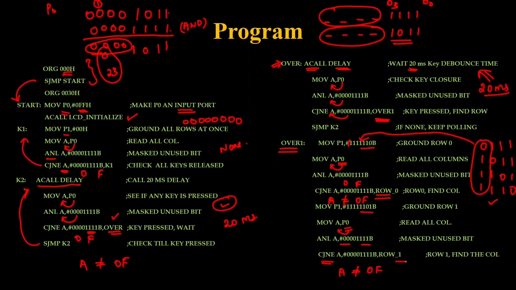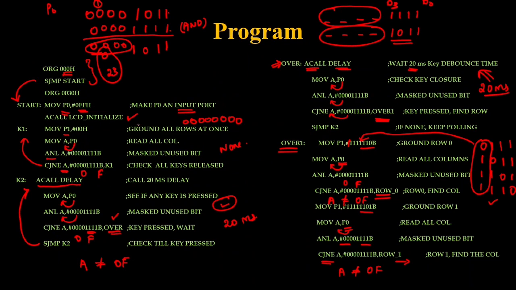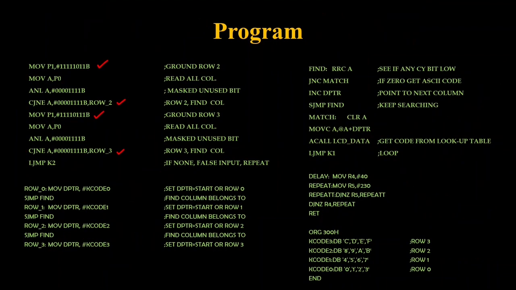Next condition 1011, next condition 0111. So all those conditions: this is row 2 and this is row 3. I can assume these conditions. If none of these conditions is satisfied, I have to jump again to K2. K2 is here, so it jumps back to this position itself, so that it waits for the next key to be pressed.